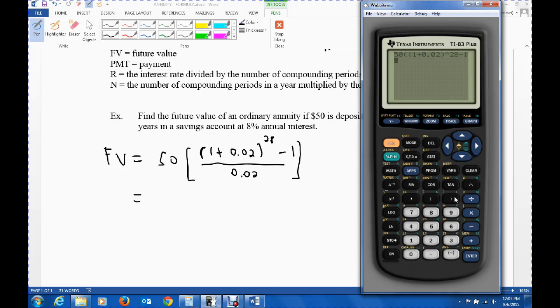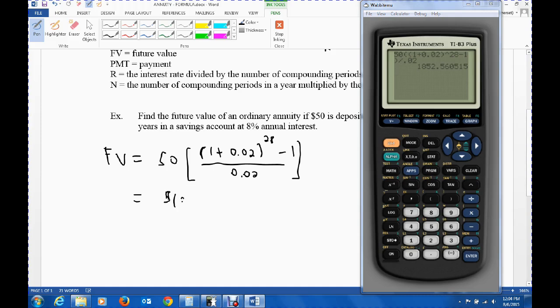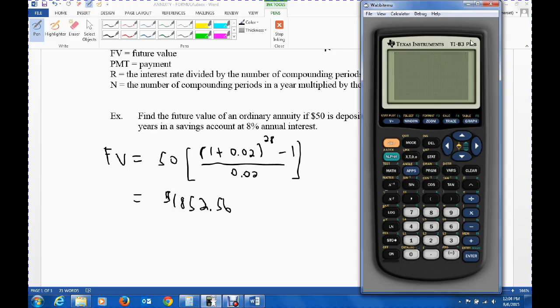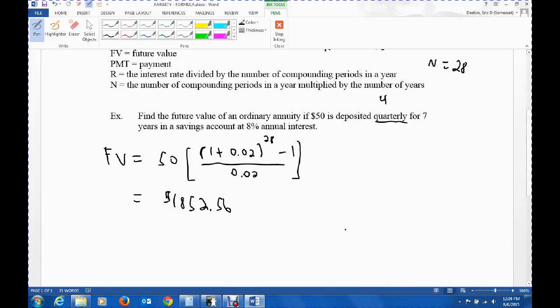Don't forget that minus 1. I'm going to close parentheses. And then I'm going to divide by 0.02. And we get $1,852.56. Now I'm going to do this problem again, but this time I'm going to use a scientific calculator.